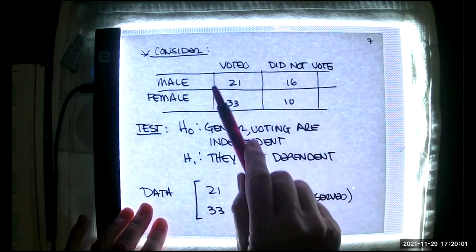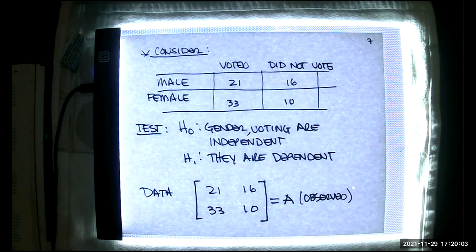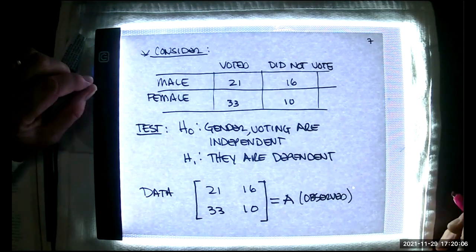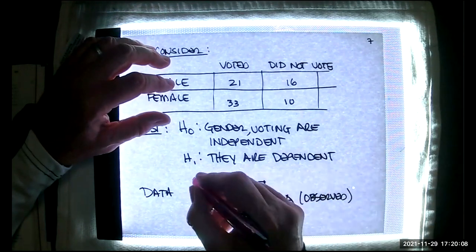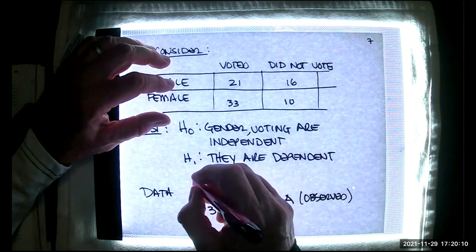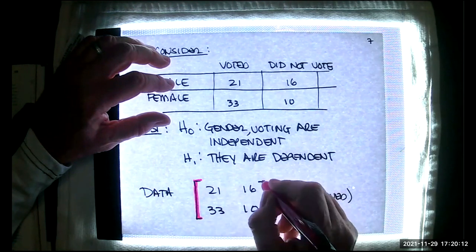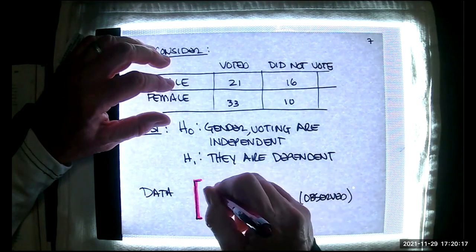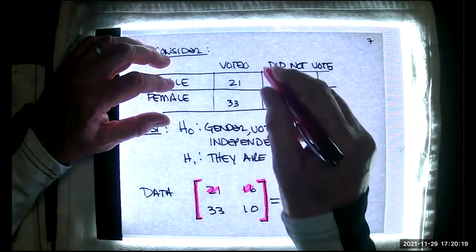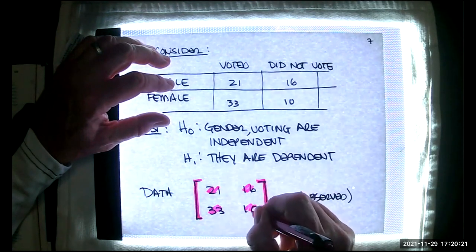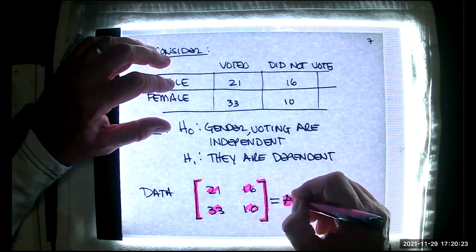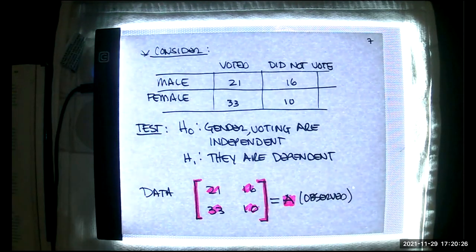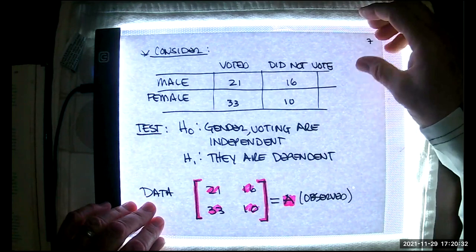Now, this is our data here, and we take that data and we place it into what we call a matrix. A matrix has special notation. We have little square brackets on the outside, and in the middle, we've got the data arranged just as we see it in the table. We have a name. I called this matrix A, and it is the matrix of the observed values for this particular data set.